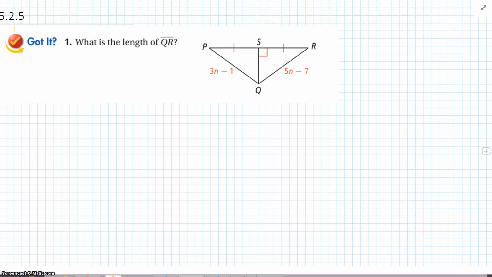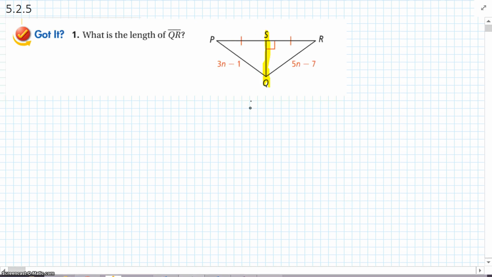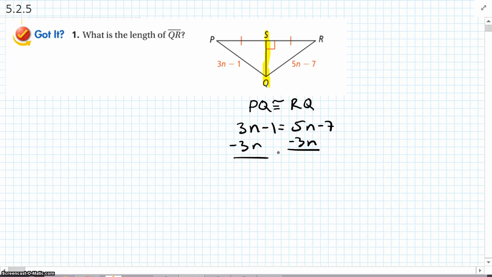What is the length of QR? Well, what do we know right now? We know QS is the perpendicular bisector. So we must know, without a doubt, PQ is congruent to RQ. So I got 3n minus 1 equals 5n minus 7. So let's subtract 3n from each side. We get 2n minus 7 equals negative 1. We're going to add 7 to each side. So we're going to get 6 equals 2n. So n equals 3.